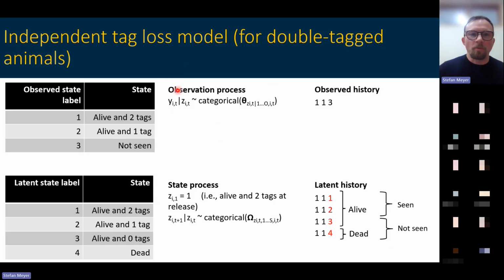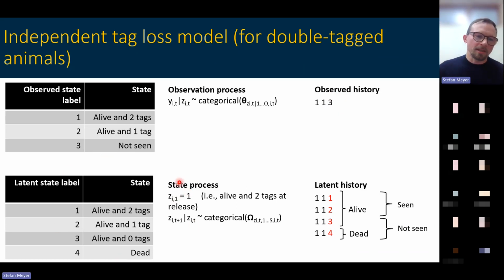And the observation process is again Y given the latent state Z, and this time assumed to be categorical distributed. And the categorical distribution here is parameterized using a matrix, in this case theta, and theta contains all the different recapture probabilities for each of the 3 different states. I'm going to explain the exact parameterization of that matrix further down the presentation. And one potential observation history, this is just one example again, could be 1, 1, 3. That means the animal has been seen alive with 2 tags on the first and the second occasion, but then hasn't been seen in the third occasion.